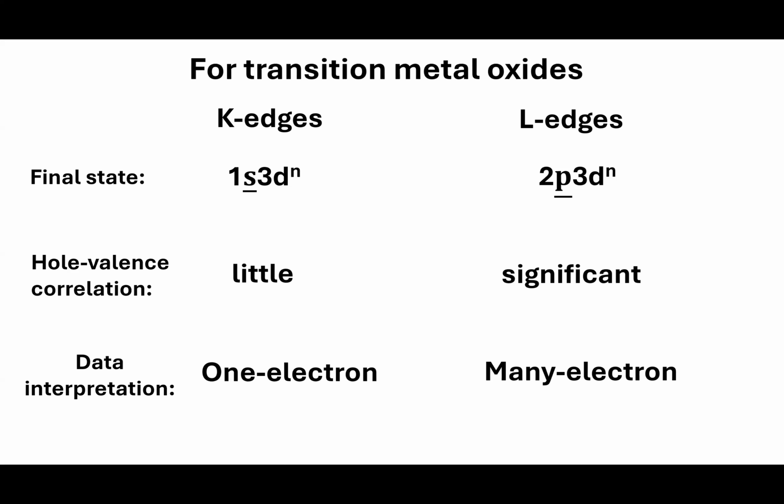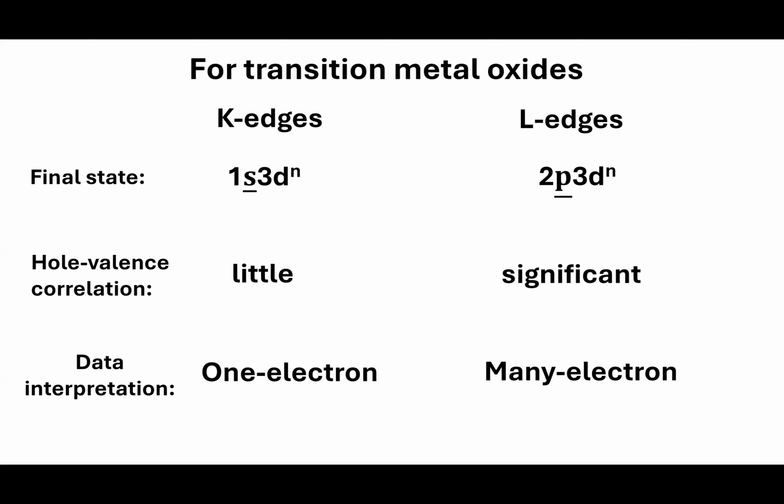Because now the core hole in the final state is on the 2p, and the excited electron is on the 3d. And this 2p and 3d have pretty close energy levels, right? I think this is easy to conceive if you think about the covalency of transition metal oxides. Why are transition metal oxides usually not ionic? Because there's a strong covalency between the transition metal 3d and oxygen 2p. Why is that? Because they have close energy levels.